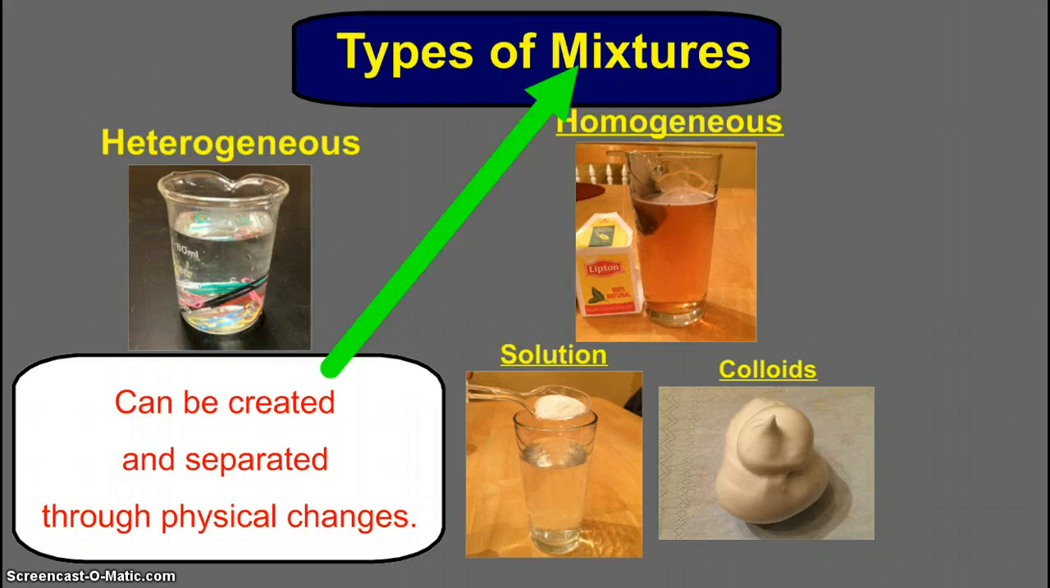Now, the most important part to remember about mixtures is that they can be created and they are separated through physical changes. There's no chemical change involved in the creation, or if we needed to separate either the solute from this solution or this paper clip from this mixture with water, we would use physical changes to do that. We're going to have a lab on Monday that would demonstrate that important concept.